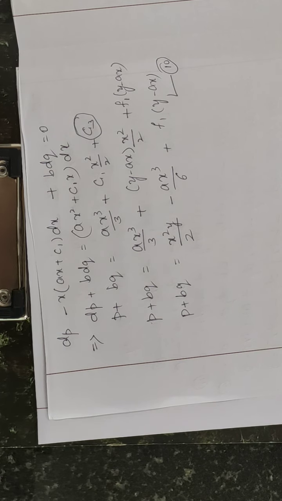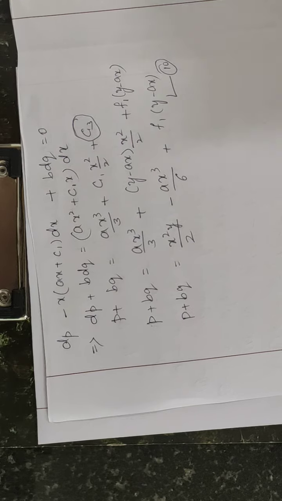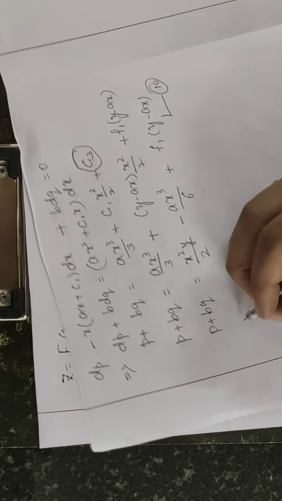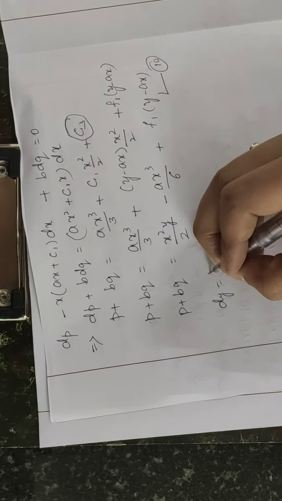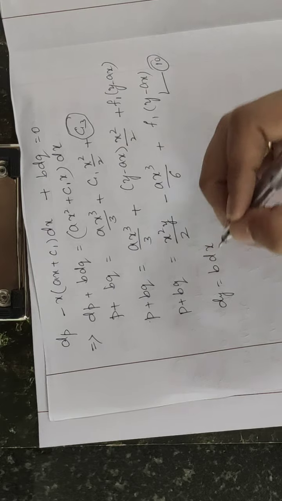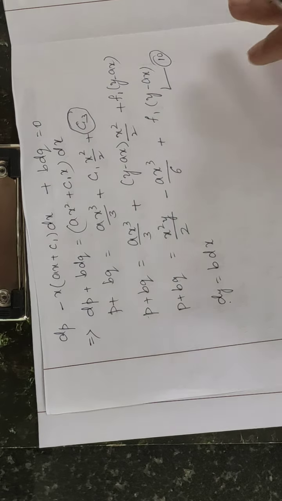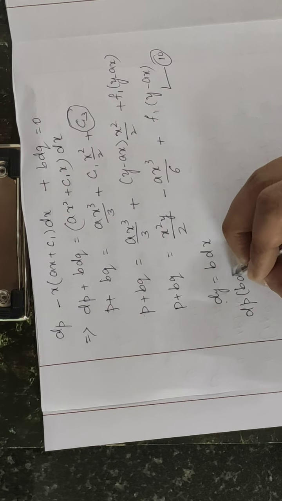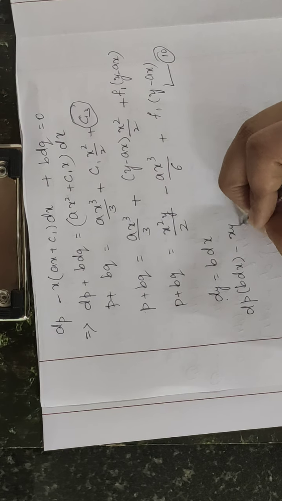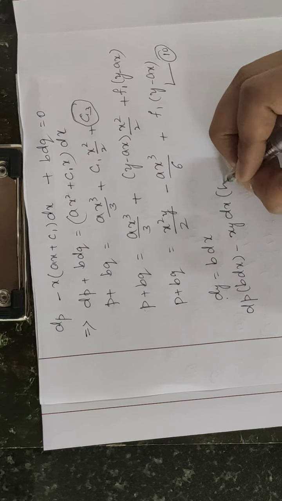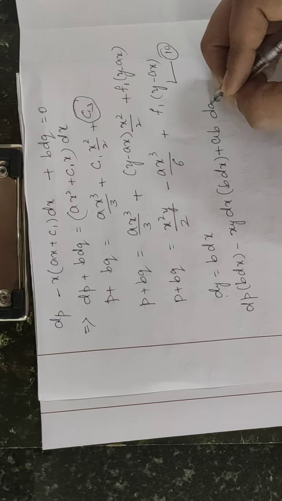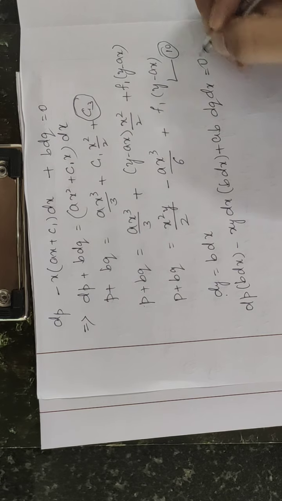So again you have to solve your equation number 5 using equation number 7, right? That is, dy is equal to b dx. Substitute b dx in the place of dy in your equation number 5. So you will get dp into b dx minus xy dx into b dx plus ab dq dx is equal to 0.